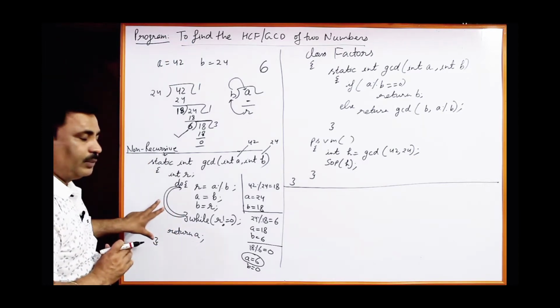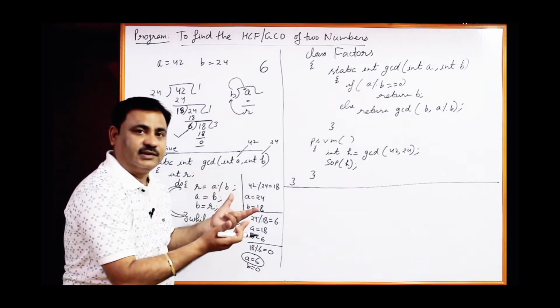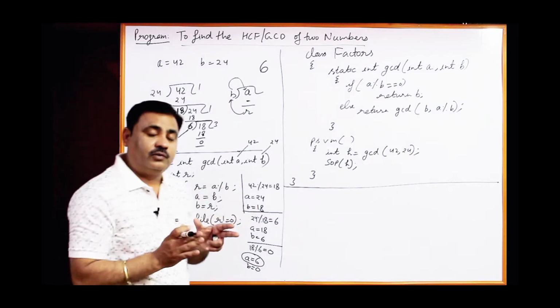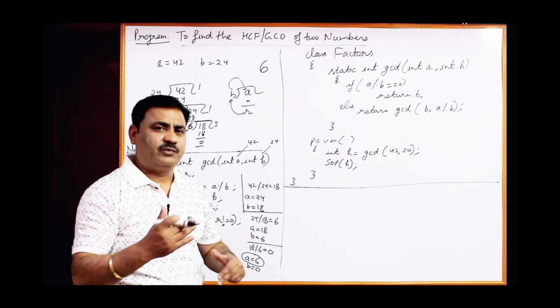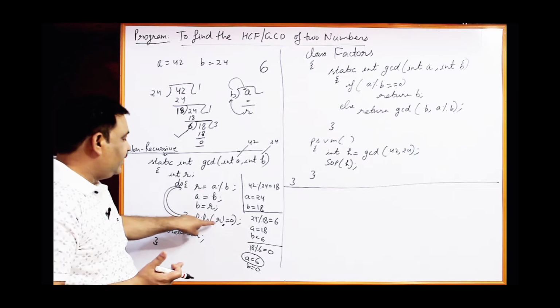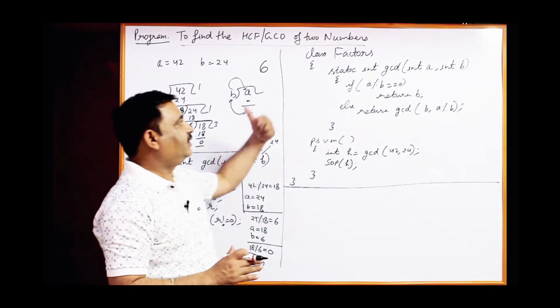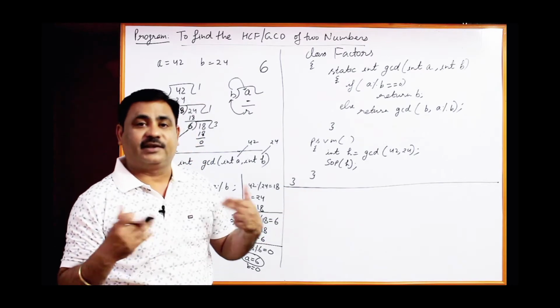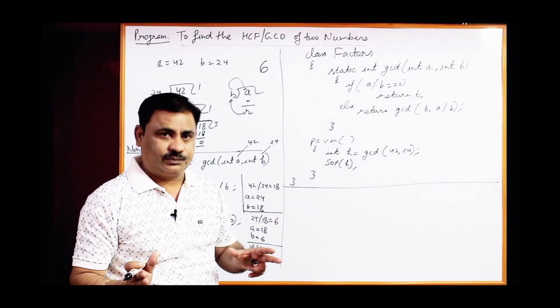This is the non-recursive method. Now we have to do the same program with the help of recursion. In recursion, first of all we have to think about what the base case is. Base case means where recursion terminates. When you see in this case, when the remainder is 0, the loop will terminate. In the same way we have to make the recursive function terminate. First of all we have to think about this: when the remainder will be 0.